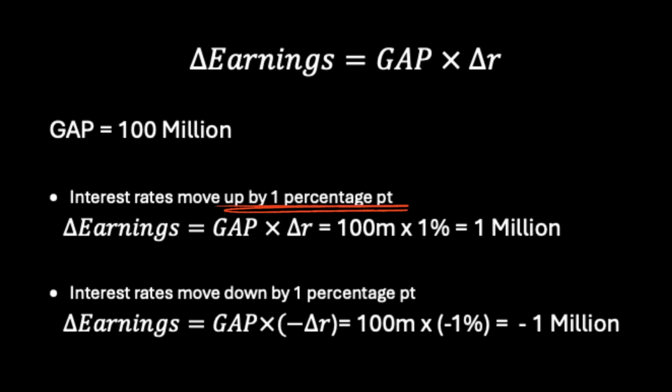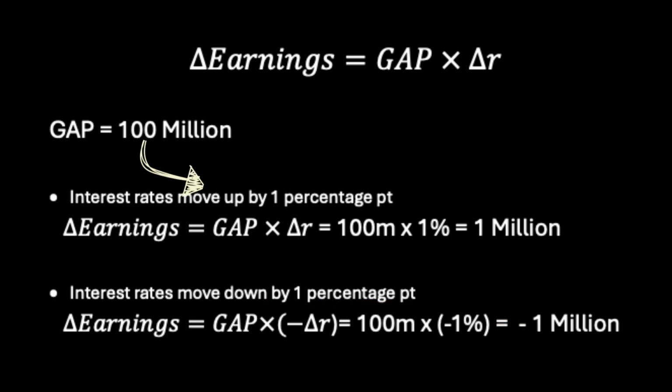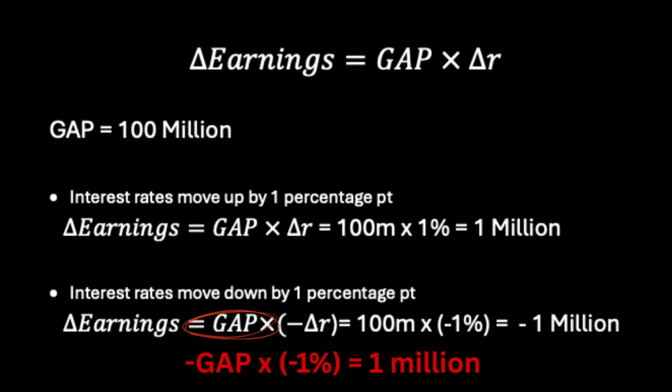So an increase of 1% in both RSAs and RSLs will increase earnings by 1 million. On the other hand, a decrease of 1% will decrease earnings by 1 million. So clearly, if the gap is positive, increases in interest rates are favorable. If the gap is negative, decreases in interest rates are favorable. Now, what are the management implications?